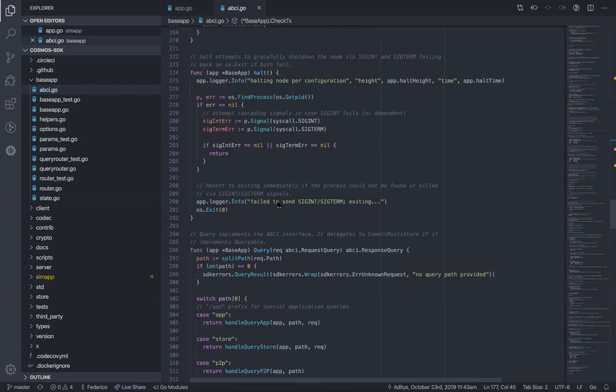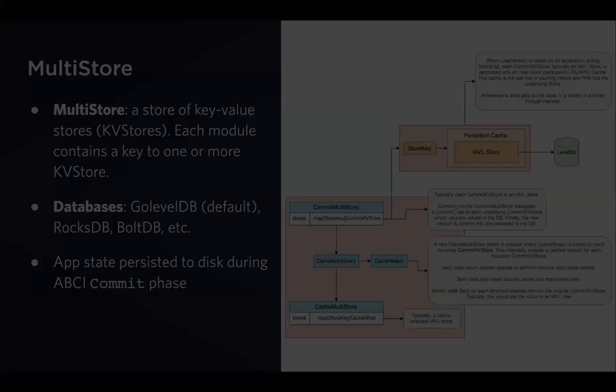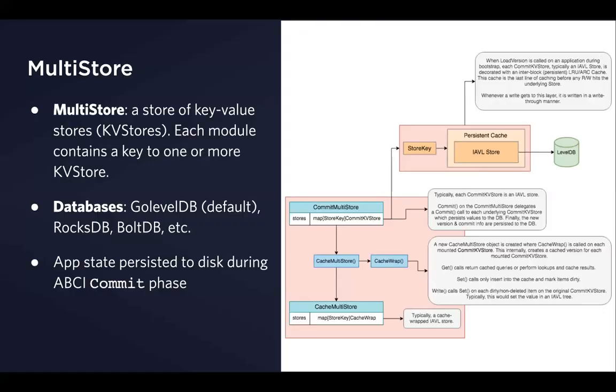So I'll share again my keynote. So now I'll talk a bit about the multi-store. The multi-store, as I mentioned, is a store of key value stores, and each module contains a key to one or more key value stores. There are multiple databases supported by Tendermint. The default one is GoLevelDB, but you can also set your database to use ProxyDB, VaultDB, or others. And as I mentioned before, the application state is specific to this on the commit message.